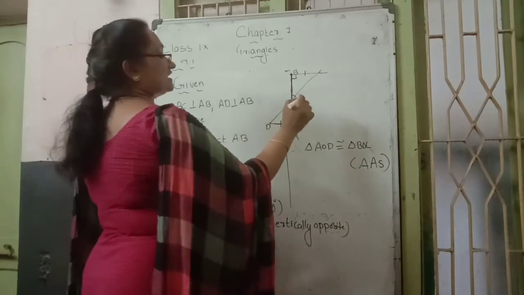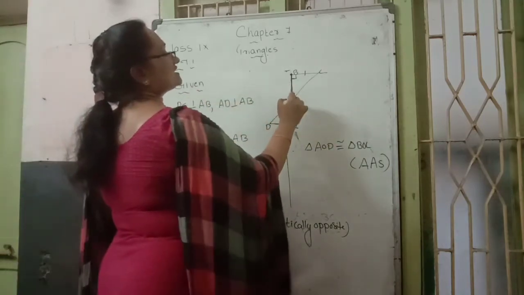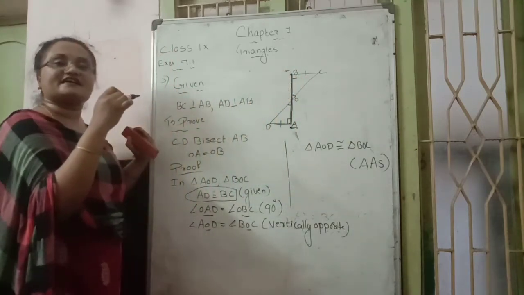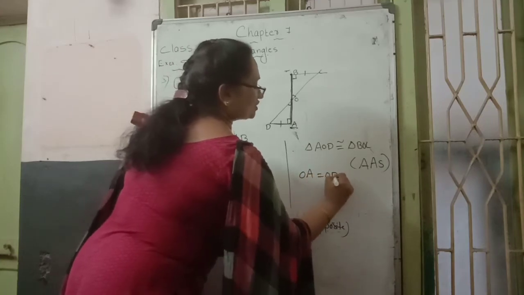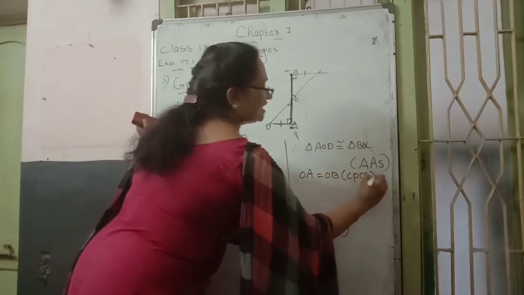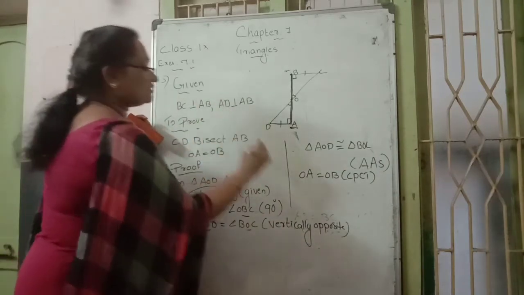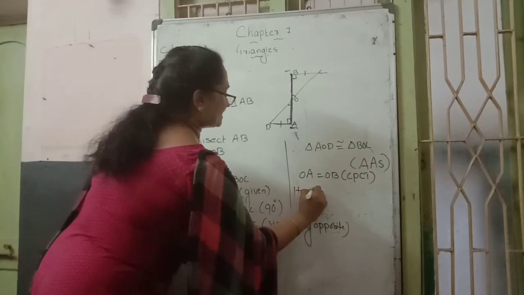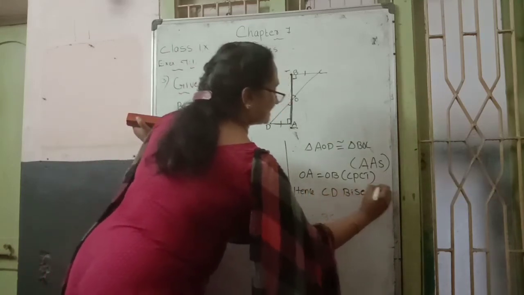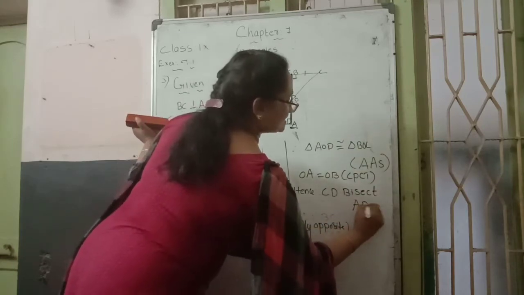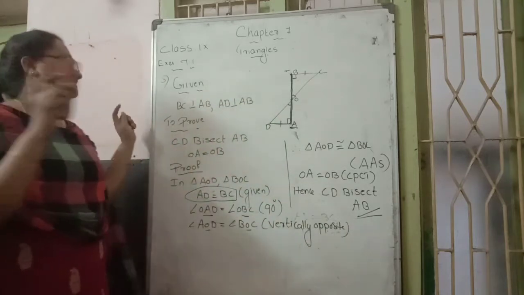Next, what are they actually asking? CD length. That's why they are equal, meaning OA and OB are parts of the two triangles. By CPCT, corresponding parts of congruent triangles, we can prove that OA and OB are equal. So hence we can prove that CD bisects, CD cutting which side? AB side. That is the meaning of this question. I hope you can understand this one.